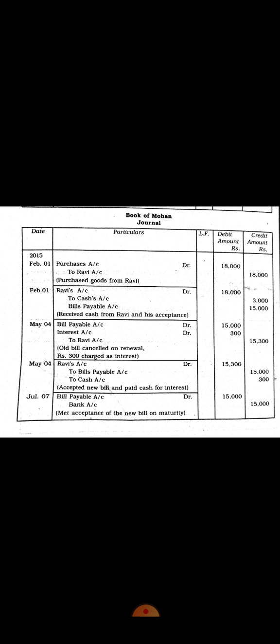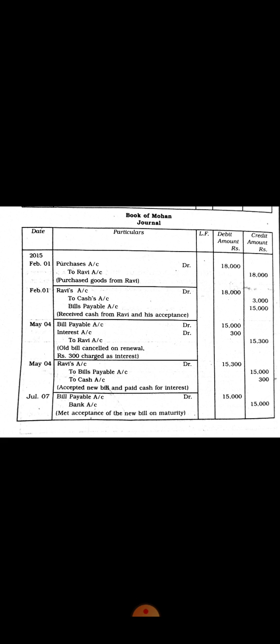Then May 4, bills payable account debtor, interest account debtor to Ravi. For the cancellation of first bill, bills payable account debtor to Ravi account. For the interest payable to Ravi, journal entry interest account debtor to Ravi account. Compound entry for that is bills payable account debtor, interest account debtor to Ravi account.